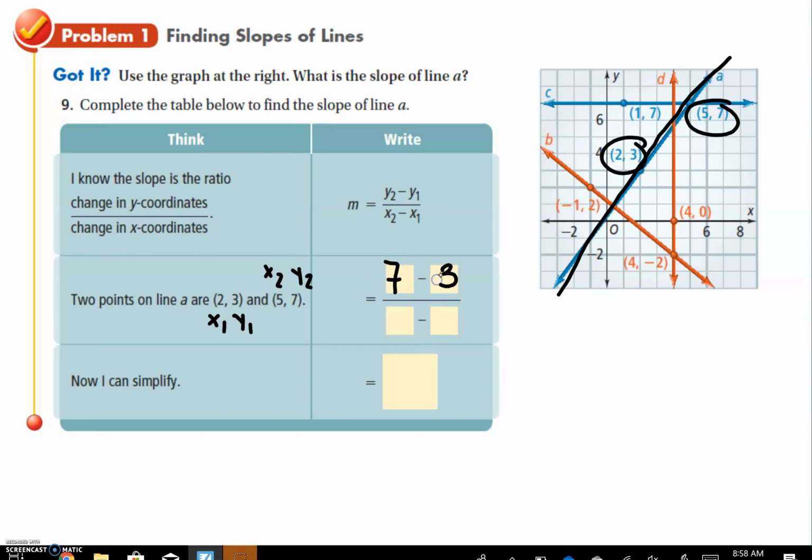7 minus 3 over 5 minus 2. 7 minus 3 is 4. 5 minus 2 is 3. So your slope is 4 over 3, or 4/3. And again, if we want to double check how we can see that in the graph, if I look at my 2 points, it means I'm going up 4 spaces, 1, 2, 3, 4, and going over 3, 1, 2, 3. And that's exactly what happened.